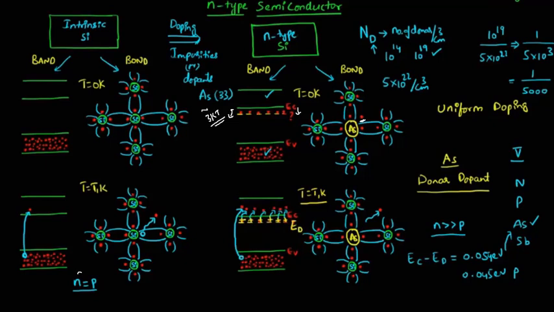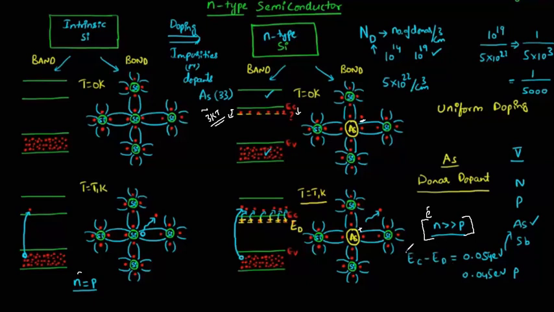And this arsenic atom will become a positive charge. Now, what can we say about the charge carriers in this case? I can say that I'm having more free electrons now in the conduction band, and in the valence band the number of holes will be less. So in this case, the number of free electrons is much, much greater than the number of holes.